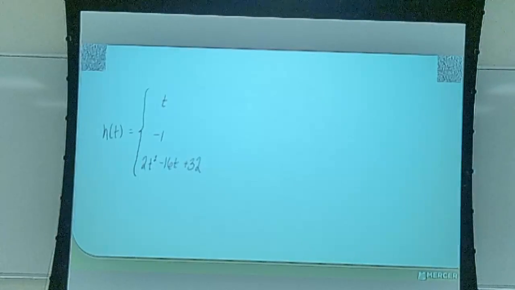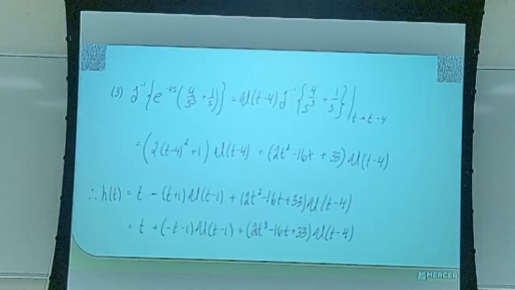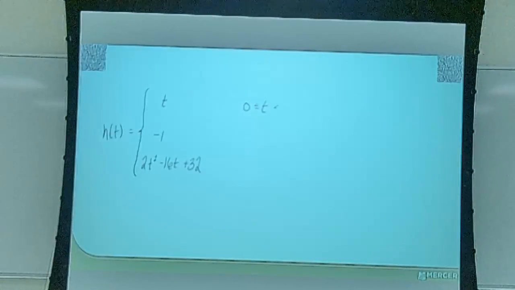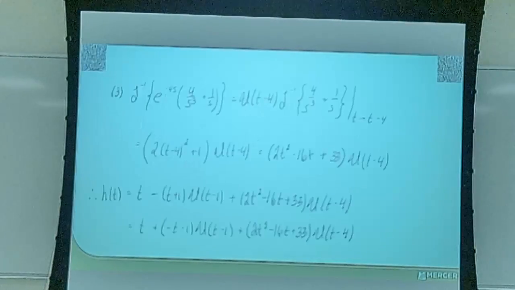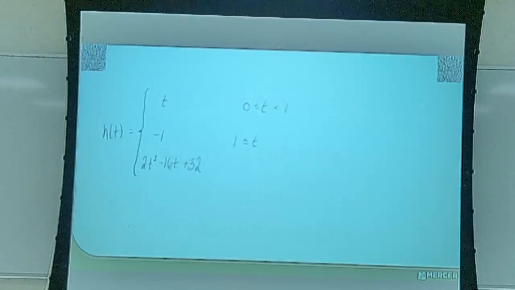Now we set up the intervals. First interval. Generally speaking, we're always going to start at 0. Goes up to just 1, right? Second interval, we'll start back up at 1, goes up to 4. And then that final piece is greater than or equal to 4.